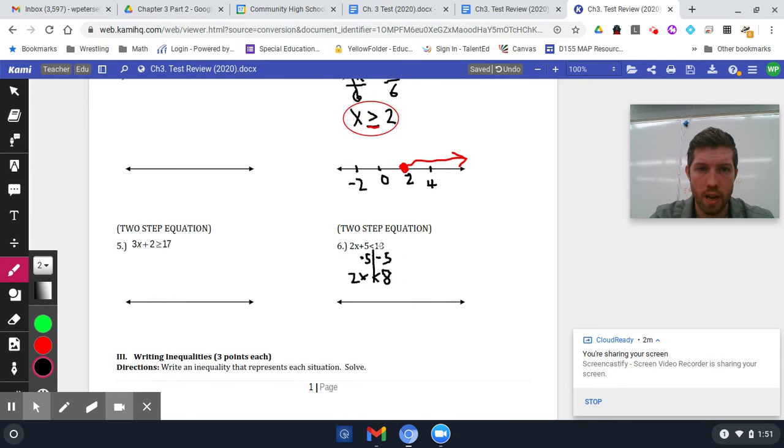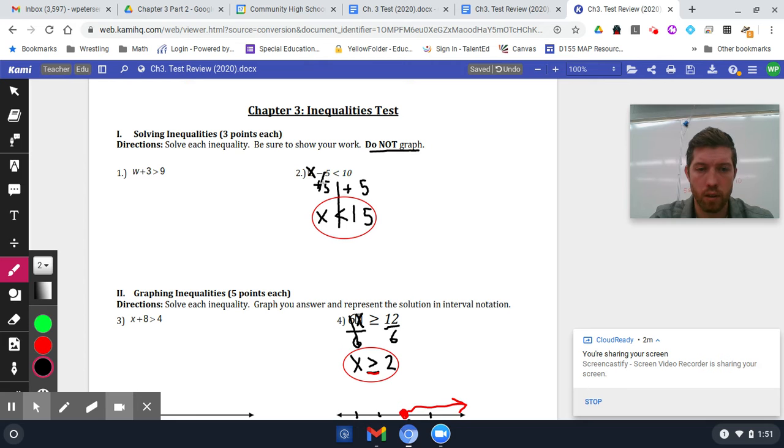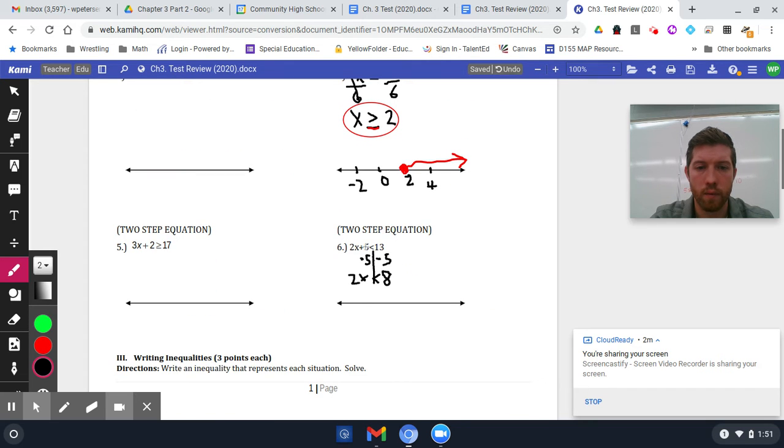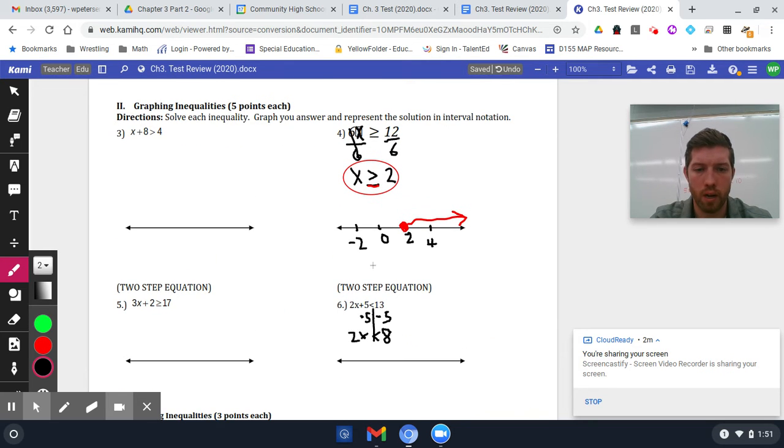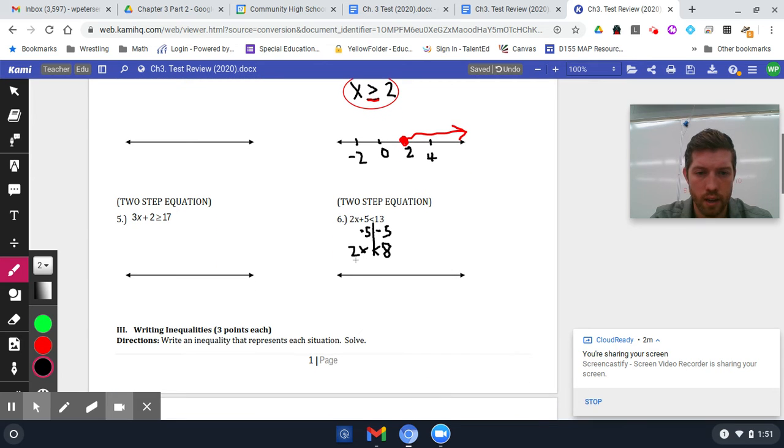And so the first step was like number 1, where we got the number to the side by itself. The second step is going to be like number 2, where now we have to separate this 2 and this x. So we're going to go ahead and divide both sides by 2. I'm running out of room here. So then we're left with x. Symbol stays the same. 8 divided by 2 is 4.